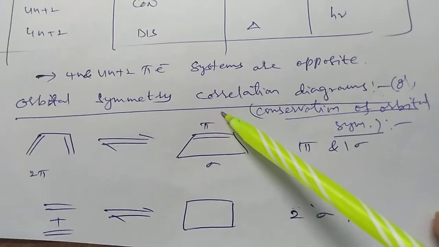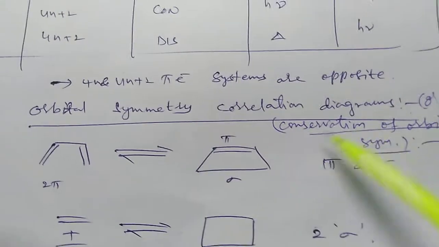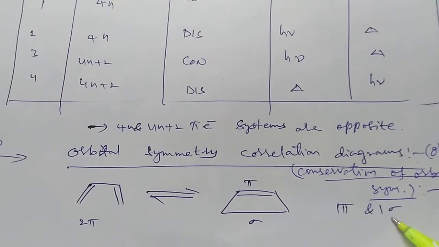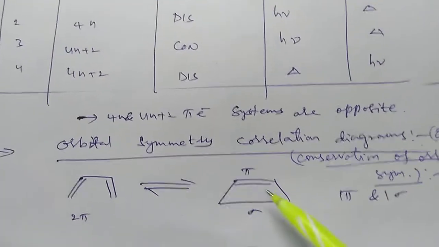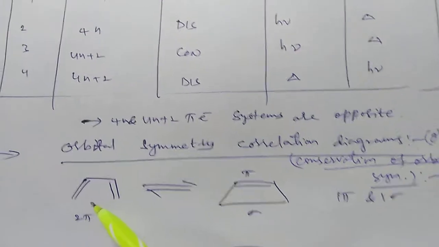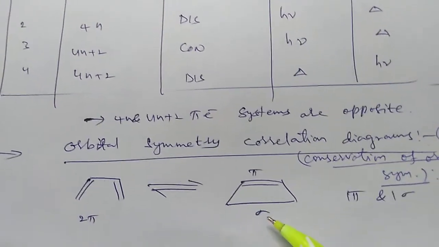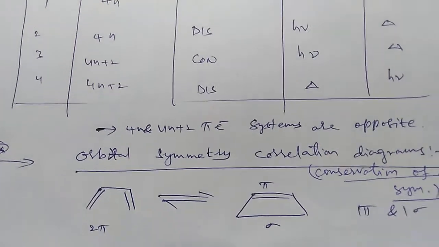Next topic from the pericyclic reaction is the orbital symmetry correlation diagram, or conservation of orbital symmetry. An example is 1,3-butadiene converting to cyclobutene, where 1,3-butadiene has 2 pi bonds, but in the cyclobutene one new sigma bond and one new pi bond are developed.